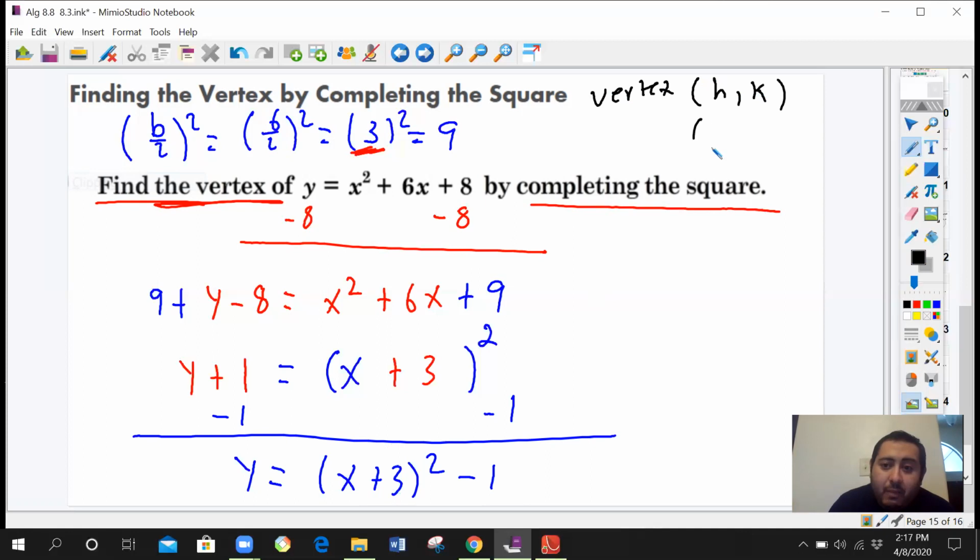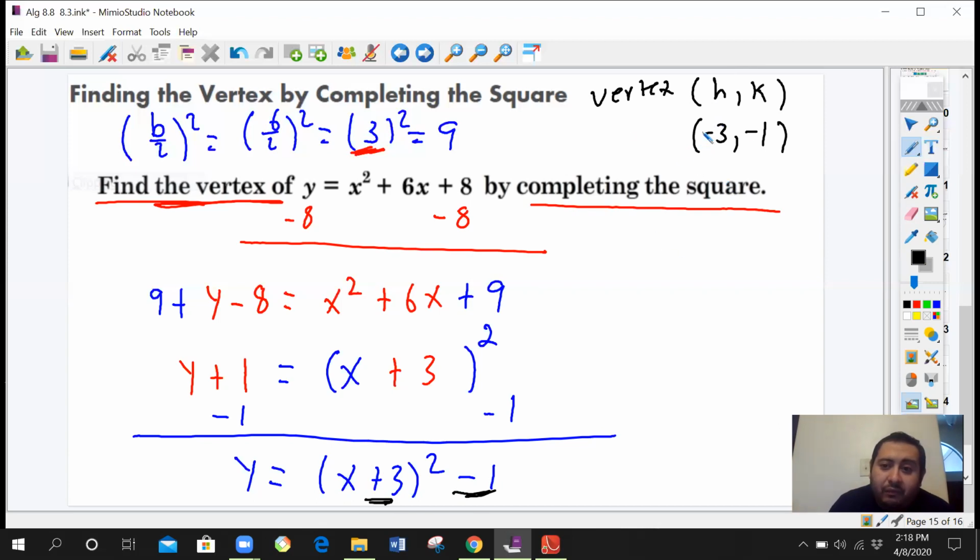And for our h, it has to be -3, because the minus sign turns into a positive. So it has to be -3. If you're still having difficulties figuring out the vertex, you need to go back to the lesson on vertex form. And then our k is just going to be -1 from this expression, from here and here.